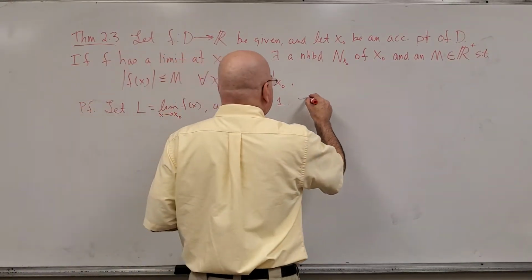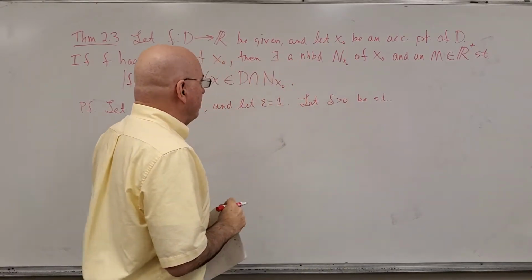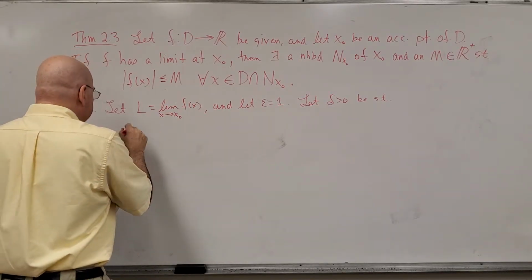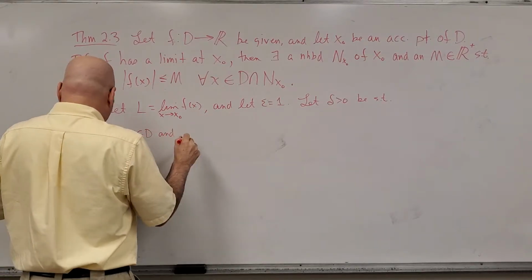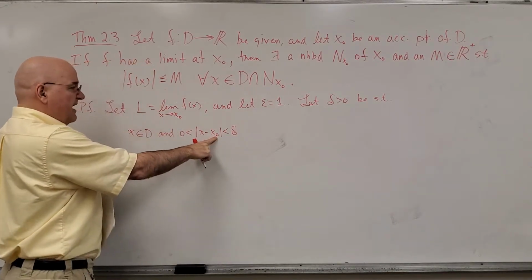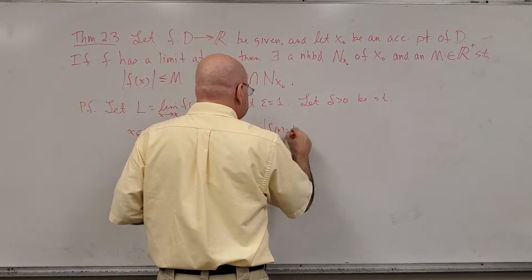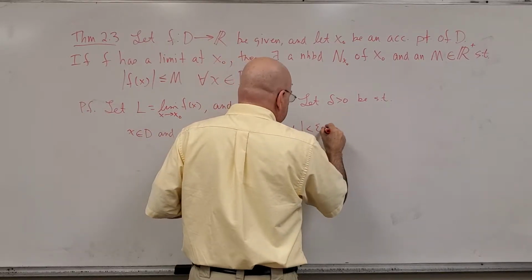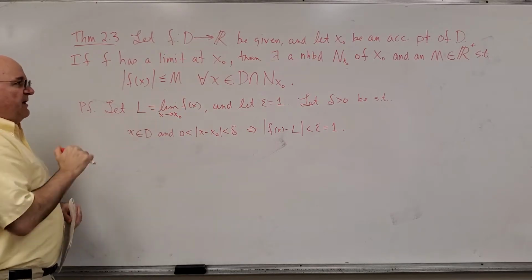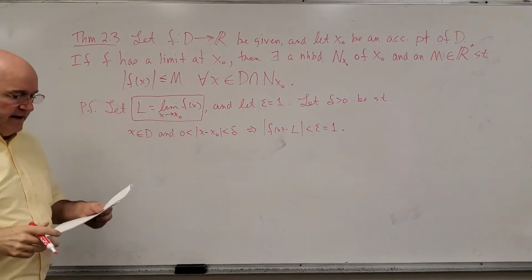Let delta greater than 0 be such that the following holds. I'm basically going to use this definition right here. Since this is true, I know this delta exists. x in the domain and x within delta of x naught, but not equal to x naught, implies that the absolute value of f of x minus L is less than epsilon, which I'll remind us is 1. So again, why do we know that that delta exists? Because we've defined the limit to be capital L.